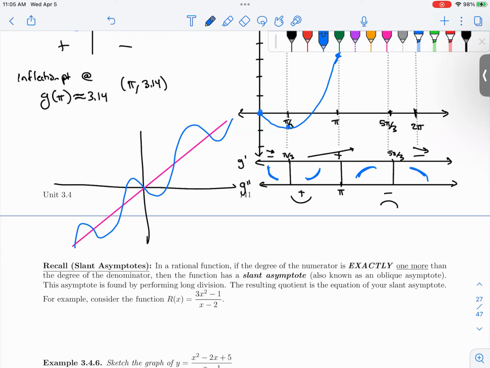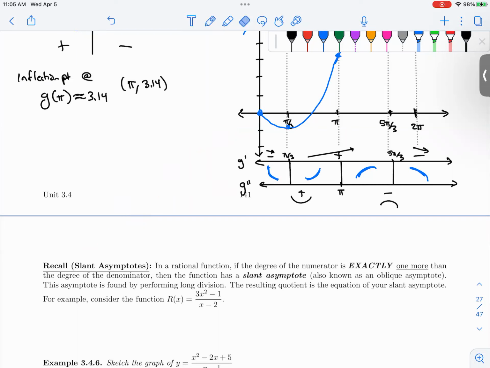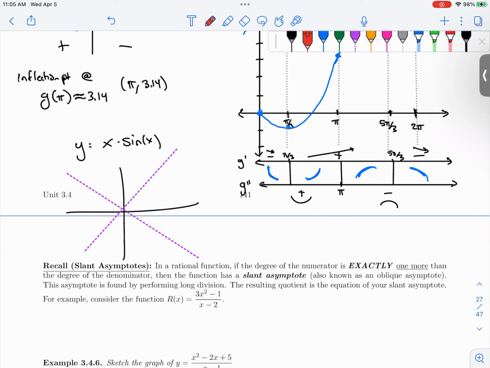And in fact, there's all sorts of fun ones you can do. If you look at the function y equals x sine of x, like this, the function ends up looking like this. Here is y equals x, positive y equals x. Here's y equals negative x. This curve ends up looking like this. And it's because sine is bounded between 1 and negative 1.